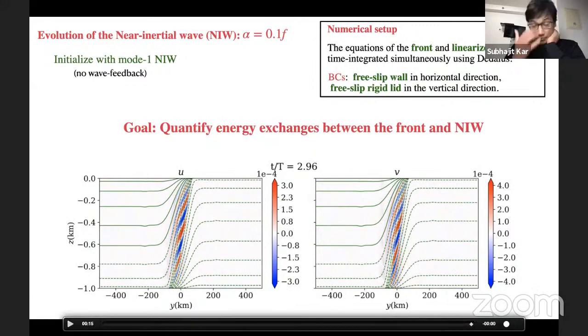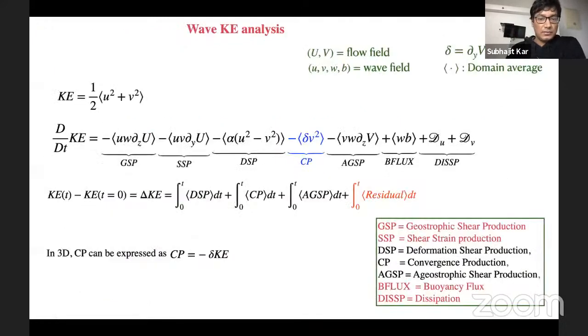To do that, we are deriving the wave kinetic energy equation. You get different terms in the wave kinetic energy equation, and the definitions of the different terms are given on the right. From that kinetic energy equation, you just integrate, and then you get the change in the kinetic energy with respect to the initial kinetic energy. Here we have identified 3 different mechanisms through which the wave can extract energy, and the rest of the terms we are calling residual.